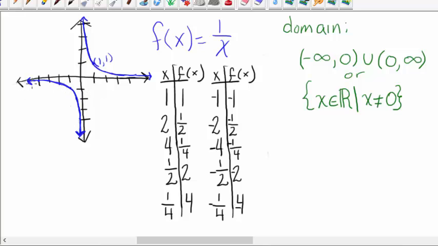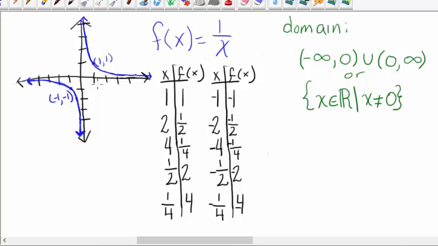So what we get is something that, as we get more and more negative, gets closer and closer to 0, kind of comes up here through (-1, -1), and then as we get closer and closer to 0, we get more and more negative. So this is what the graph looks like for the reciprocal function.